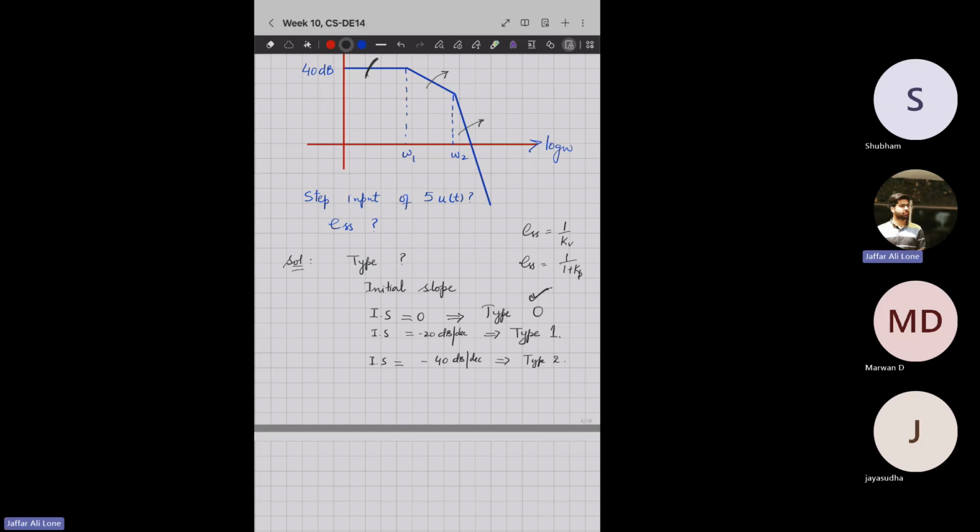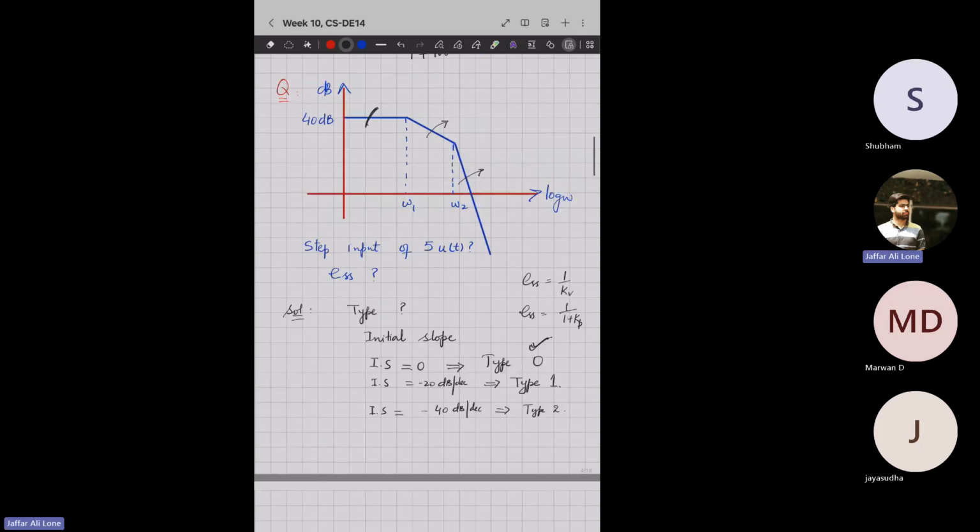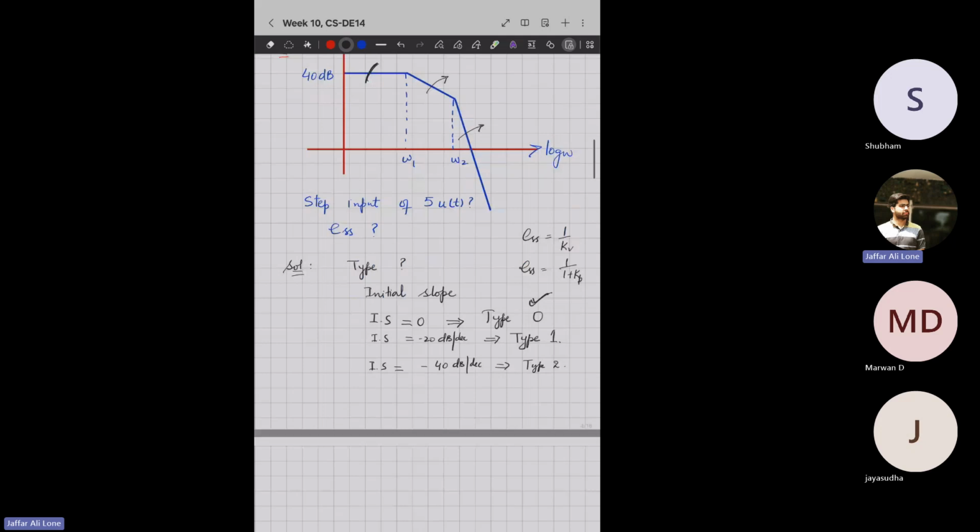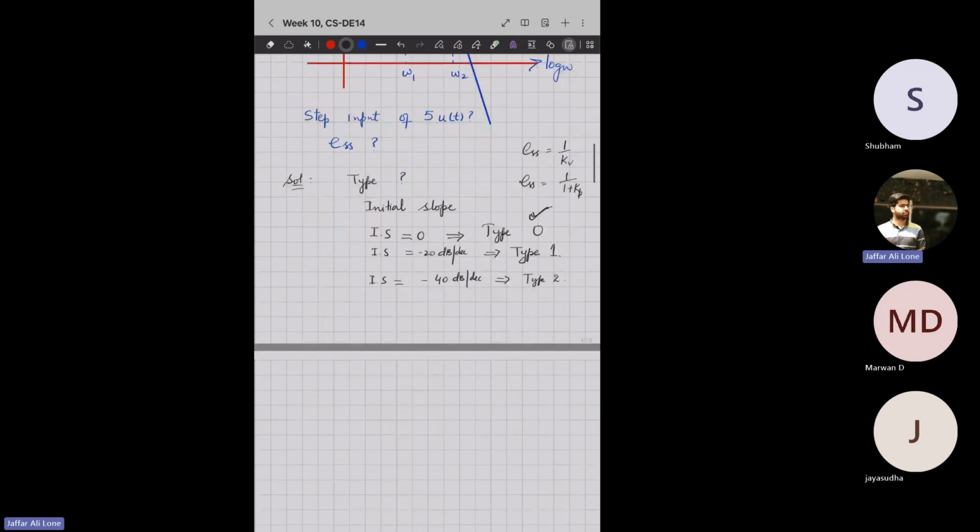So the screen visible now? Oh, still not visible? I don't know. Maybe you can refresh or something. Or just wait a while. Maybe it will come on its own.